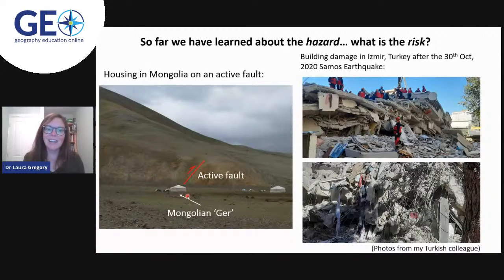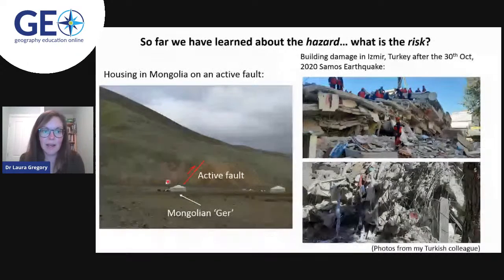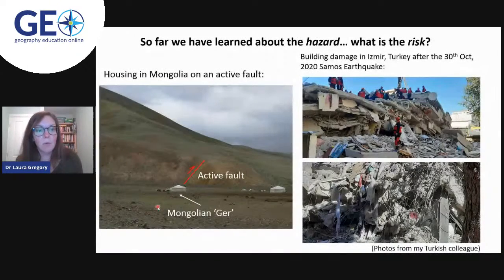But actually, because they live in a tent, if there was an earthquake on this fault, they would get quite shocked, but they wouldn't be very injured, because even if the tent fell down, it's likely that a human could survive this collapsing, or they might be outside working, and so they're very unlikely to suffer major casualties from an earthquake on this fault that they're literally living on.